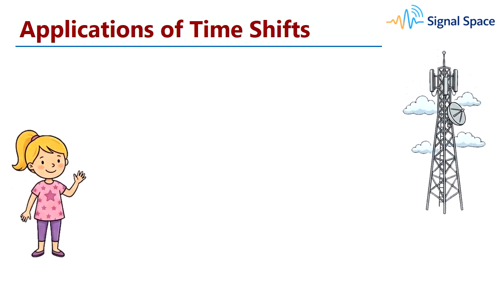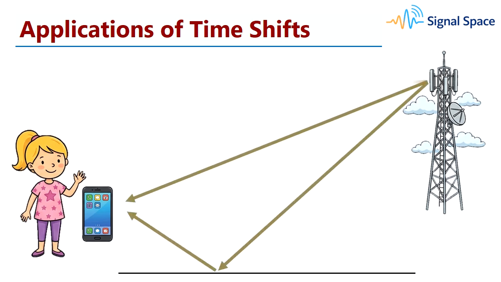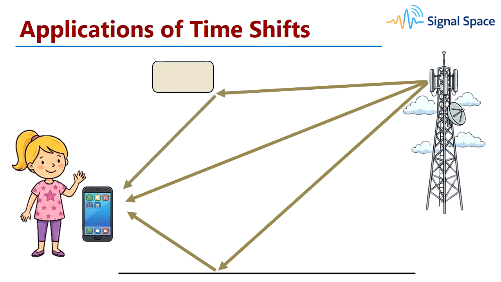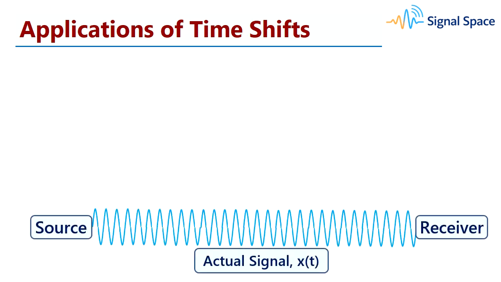Most communication systems suffer from echoes, where the received signal is a combination of the actual signal and its delayed versions. This happens mainly due to multipath propagation caused by reflection, refraction, and scattering. As a result, the quality of the received signal gets degraded. Suppose a source is sending a signal to a receiver. If they are in line of sight, one copy may travel through the direct path.